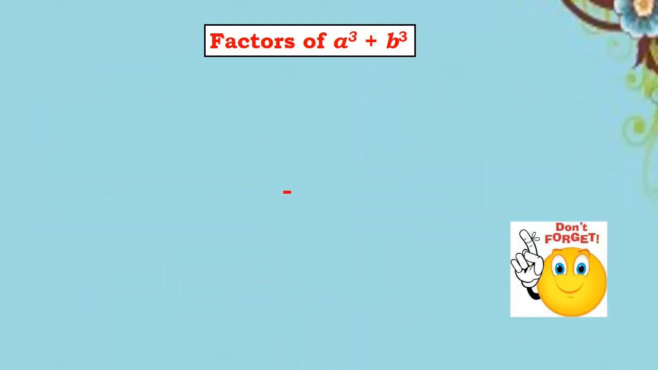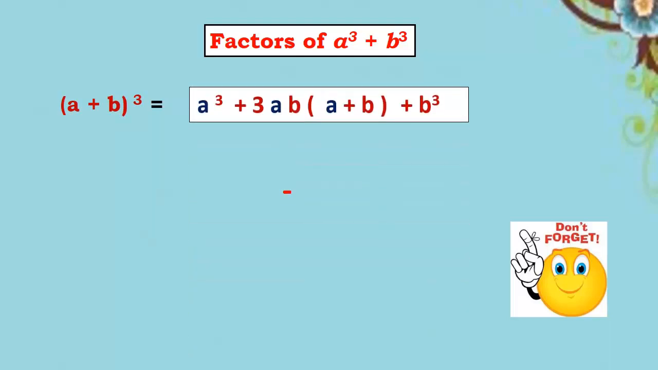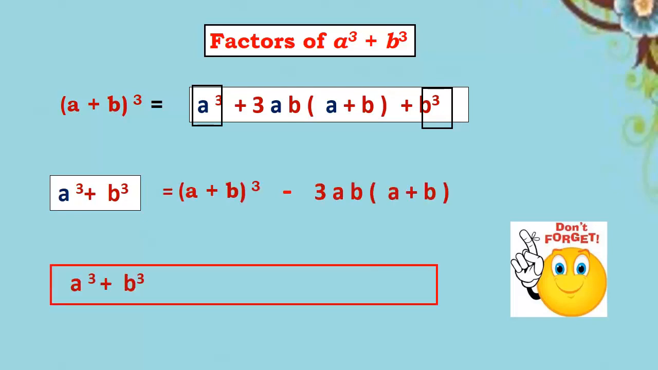Now, how to find factors of a cube plus b cube? We all learned the expansion a plus b the whole cube is a cube plus b cube plus 3ab into the bracket a plus b. So I want a cube and b cube here. I will subtract the remaining thing from a plus b the whole cube. So just write down this. So I will get the formula a cube plus b cube is equal to a plus b into a square minus ab plus b square. Now you don't need to do the further simplification. Just remember the formula.